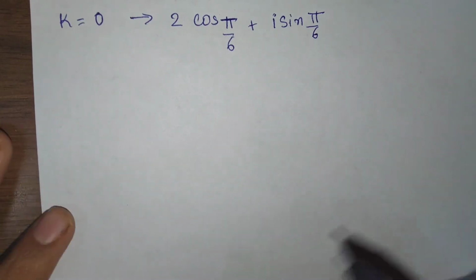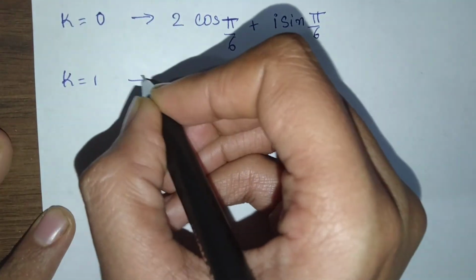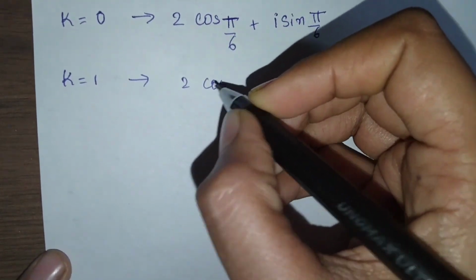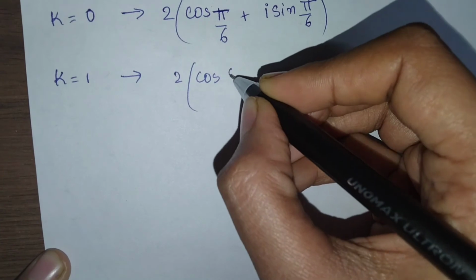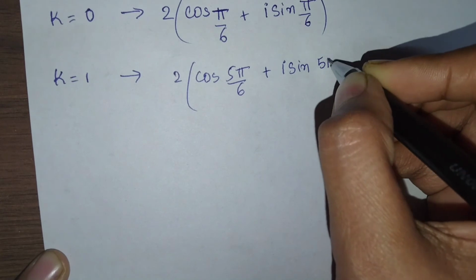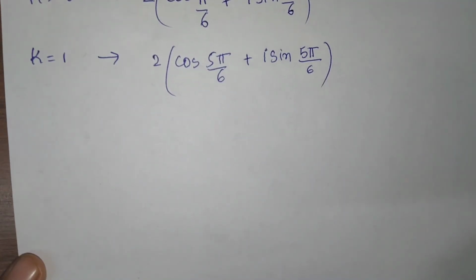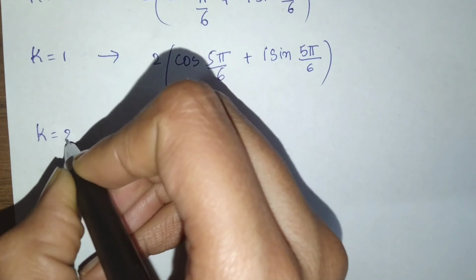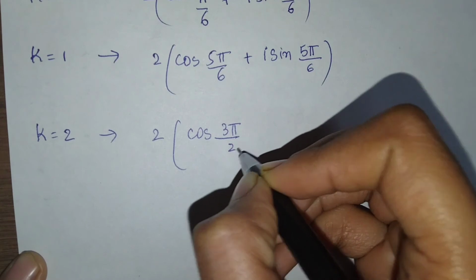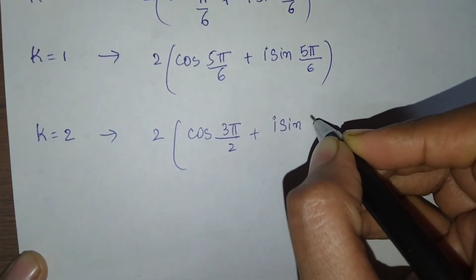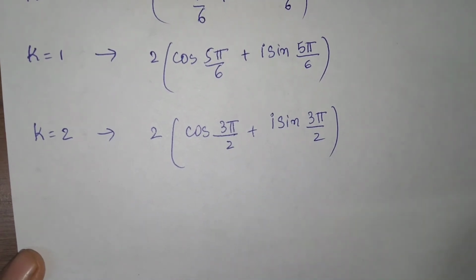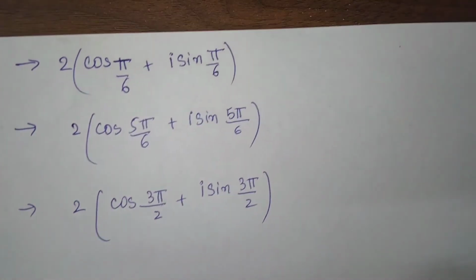Now whenever we put k equal to 1, we will get 2 cos 5 pi/6 plus I sin 5 pi/6. And if I put k equal to 2, I will get 2 cos 3 pi by 2 plus I sin 3 pi by 2. So these are the values I am getting, and I can rewrite it.